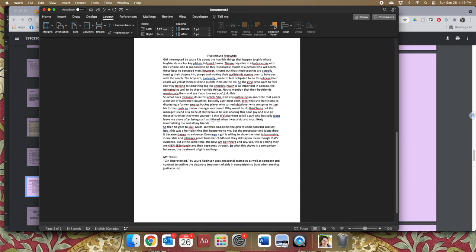The important thing about a thesis is it's giving the position and then the important points, right? So what is the main idea and what specific details are going to be discussed in order to support that?